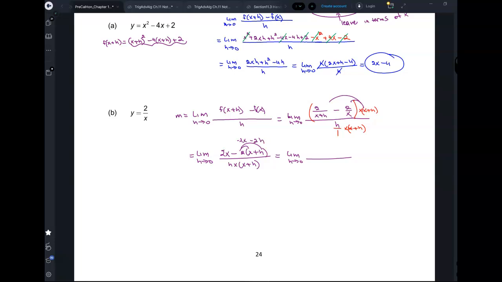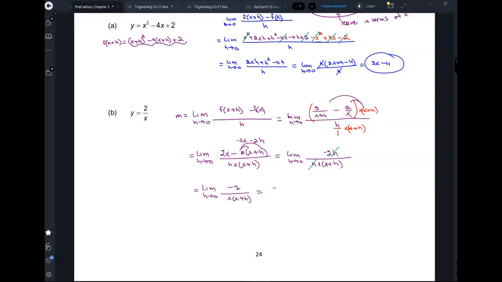Why don't we cancel it though? Minus 2h. Huh? Why don't we just cancel, like cross it off? It's a minus. Because this is being subtracted from... Okay, so here we're going to get negative 2h over h times x plus h. And look, again, the h is canceled. So this is the limit as h approaches 0, negative 2 over x plus h.